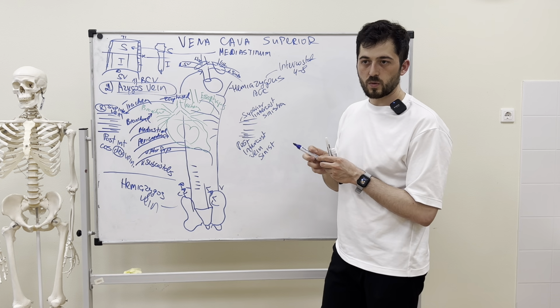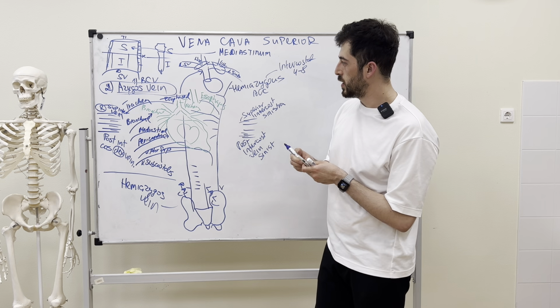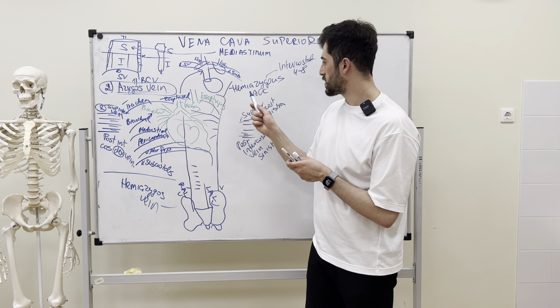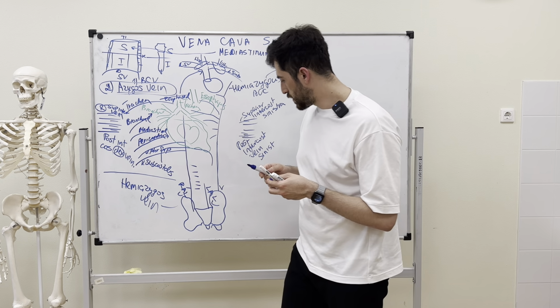And any other questions here? That was, I think, the explanation of the superior vena cava and tributaries of the azygos, hemiazygos, and accessory hemiazygos veins. Okay, let's finish with this one.